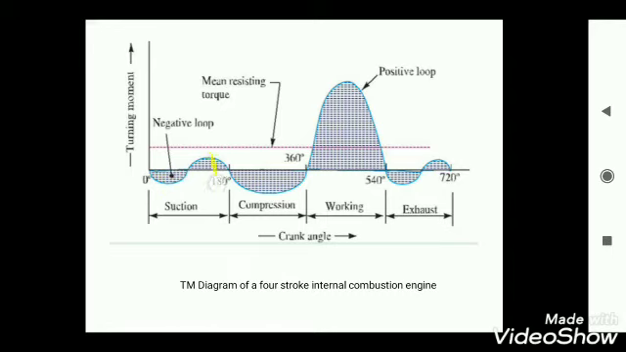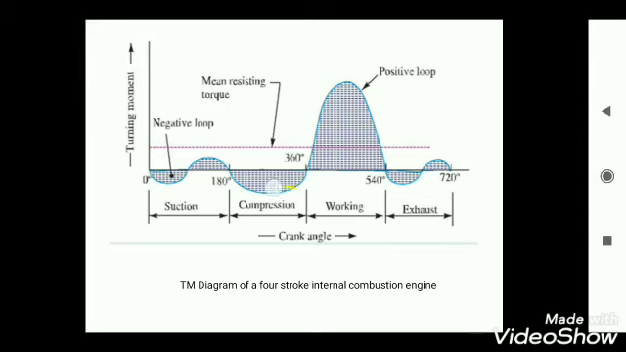Because of the momentum of the piston at the end of the suction stroke, the energy is released from the piston, and here you can see a smaller positive loop forms. And whatever energy you can see over here, which is the blank one, that energy is extracted from the flywheel to complete this work done.